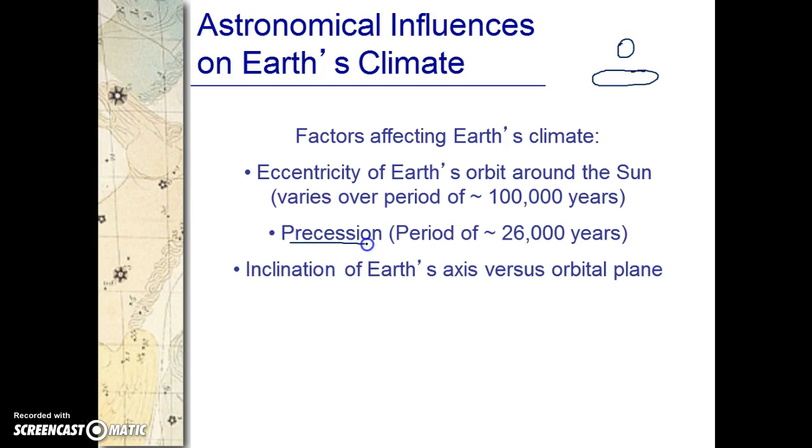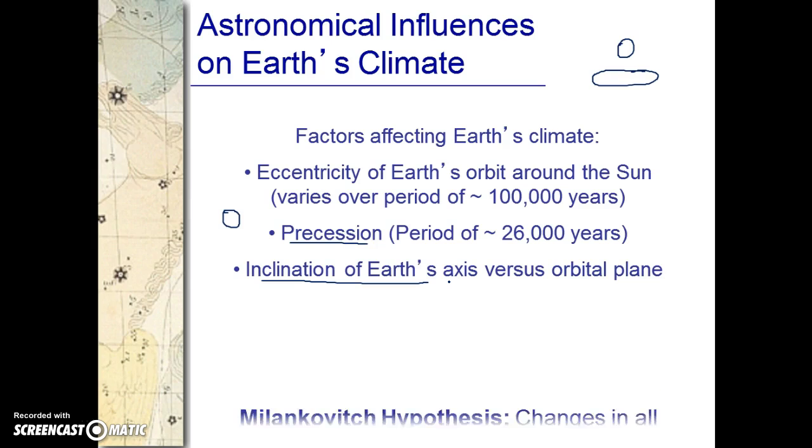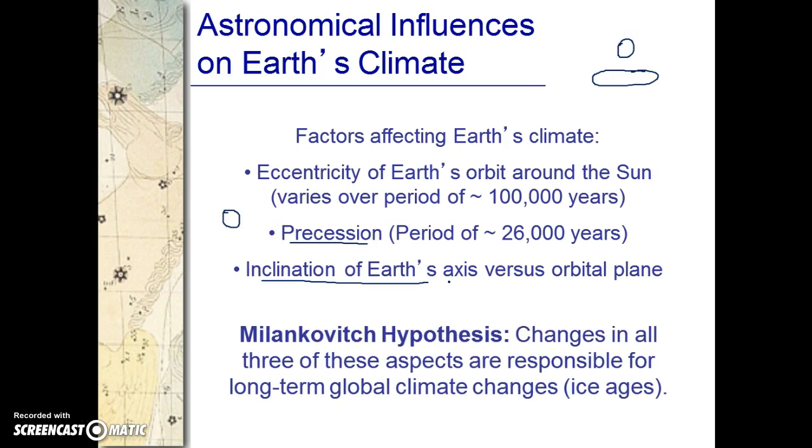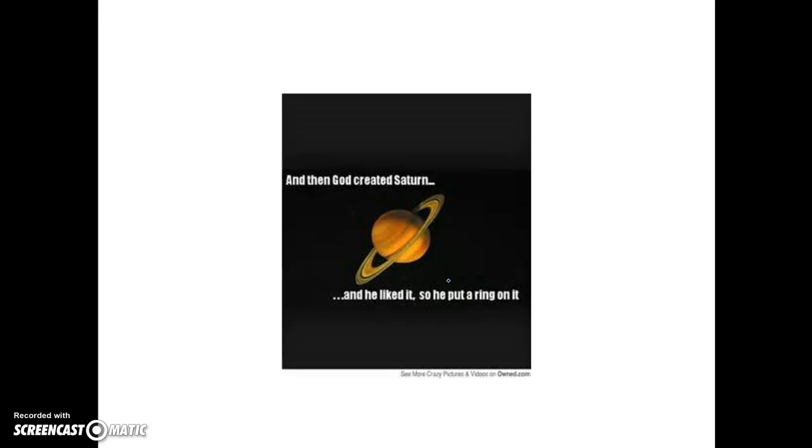Okay, precession, the time it takes the celestial North Pole to go all the way around, and then the inclination of the Earth's axis, meaning that it's tilted. Okay, so we have this hypothesis, and I'm not even going to say it because I know I'll destroy it, but the hypothesis says that changes in all three of these aspects are responsible for long-term global climate change, which are the ice ages. We've heard of that before. Yeah, you've seen all three movies, four maybe.